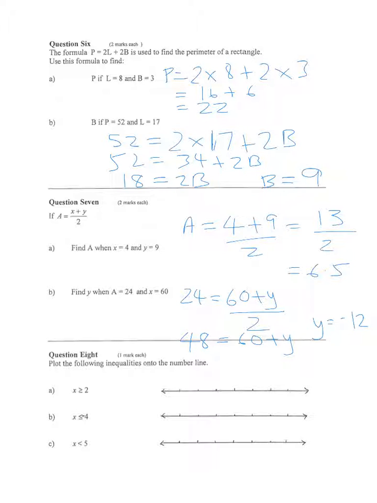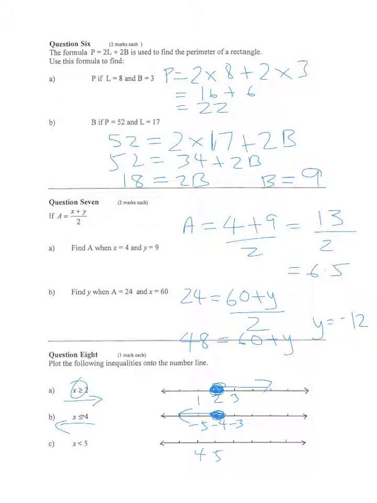Okay, inequality. We start at 2. We put a dot at 2. It is greater than, and it is also equal to, so we need to colour in the dot. Negative 4, so we start off negative 5, negative 4, and negative 3. We put a dot at negative 4. It is less than, and it is also equal to, so we colour in the dot.